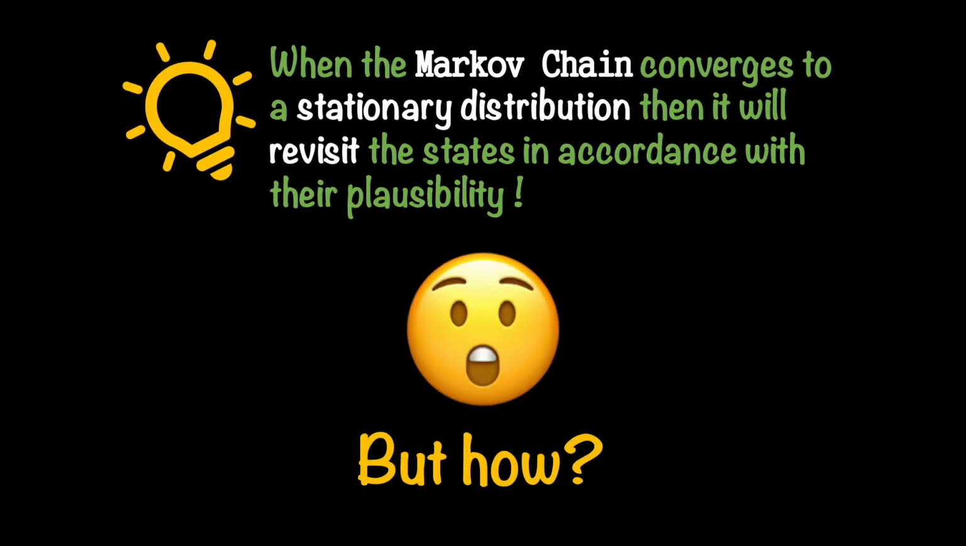But how to create such an artificial Markov chain of the possible values of our parameter in Bayesian formulation is the big question we want to answer today. So without further ado, let's learn by working through a simple example.